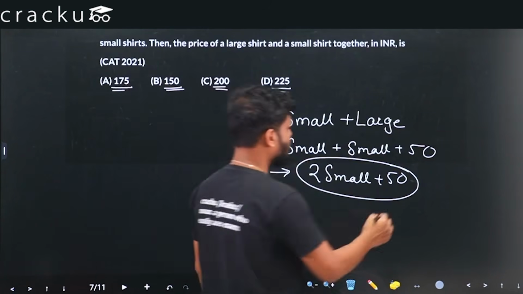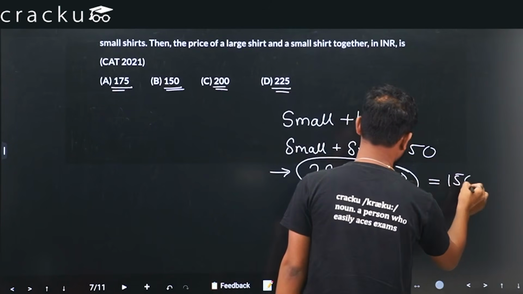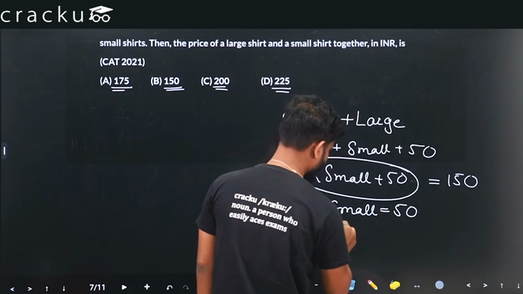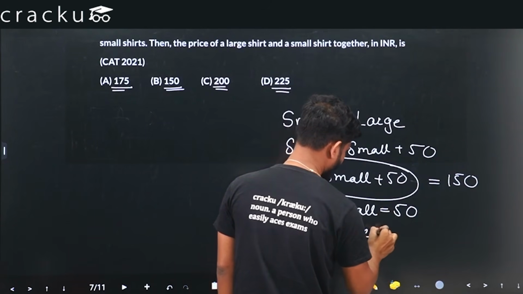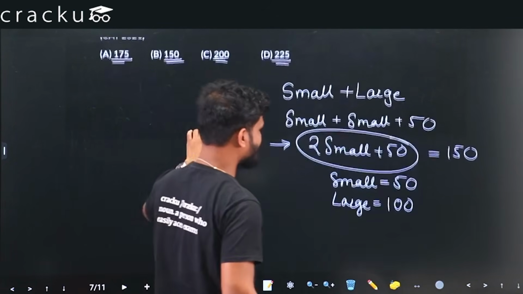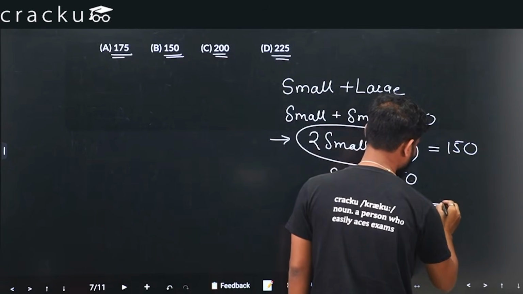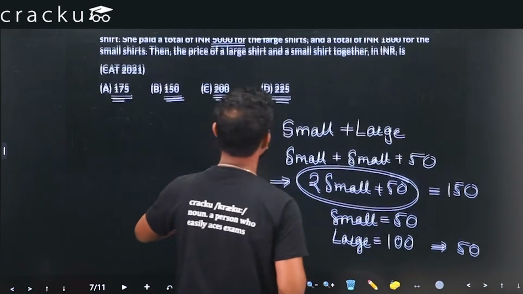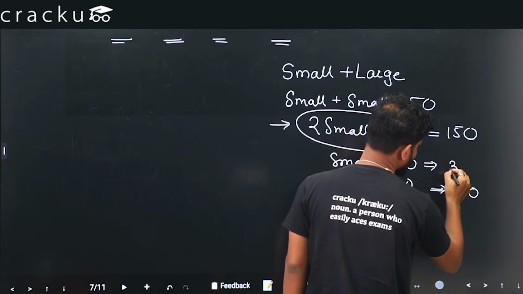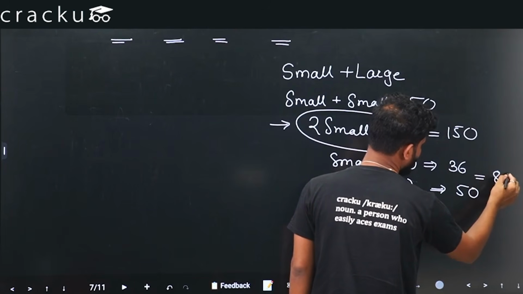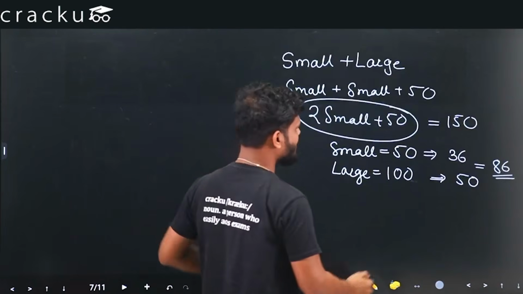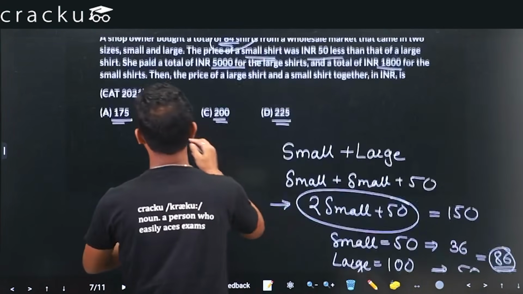If this is equal to 150, then small will be equal to what? 50 and large will be equal to what? 100. Now he spent 5,000 on the large shirts. So how many shirts did he buy? 5000 by 100, 50. And 1800 on the small. So 1800 by 50 is nothing but 36. How many shirts did he buy together? 86. But what is given? He bought 64 shirts. So this option is giving me 86. Hence, this is not my correct option.